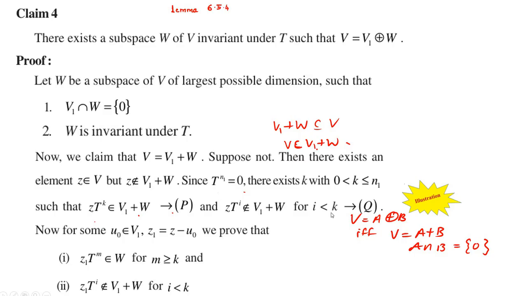Right, now we are going to establish the subdivisions 1 and 2. For some u naught in V1, Z1, when we write it as Z minus u naught, we can prove that Z1 T power M belongs to W for M greater than or equal to K, and Z1 T power I does not belong to V1 plus W for I less than K. All these two we are going to establish.